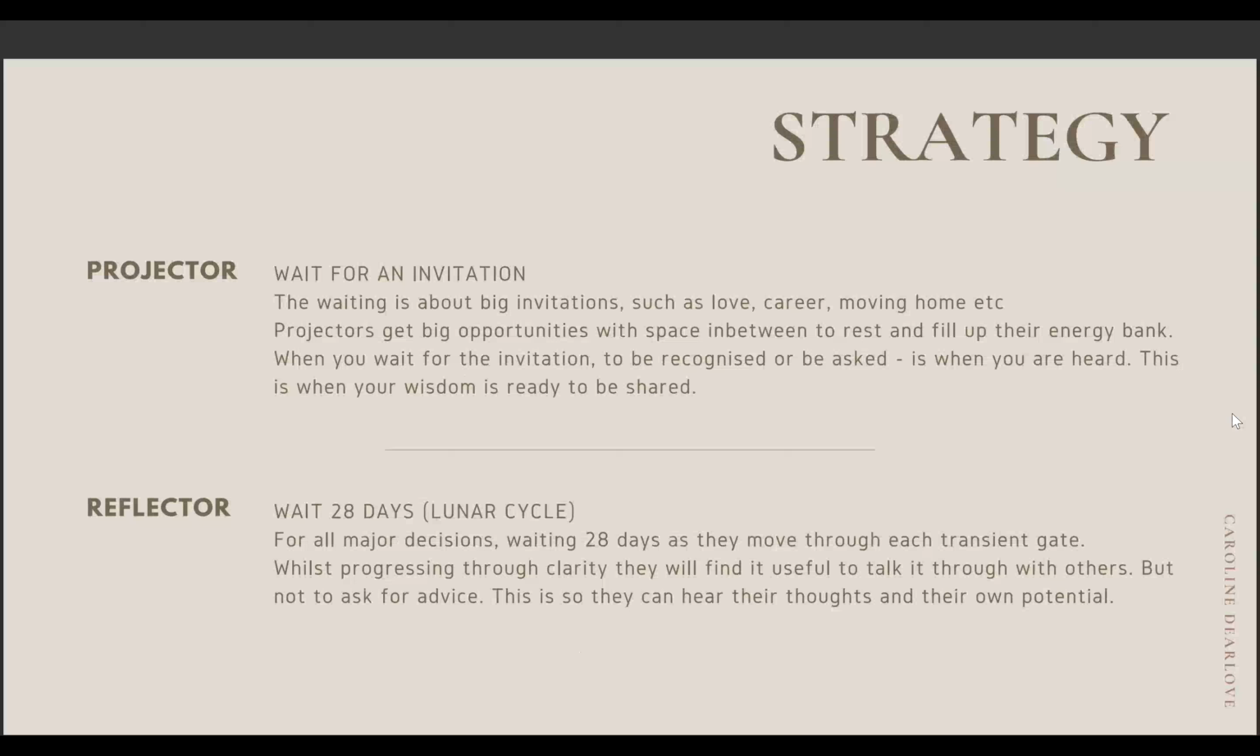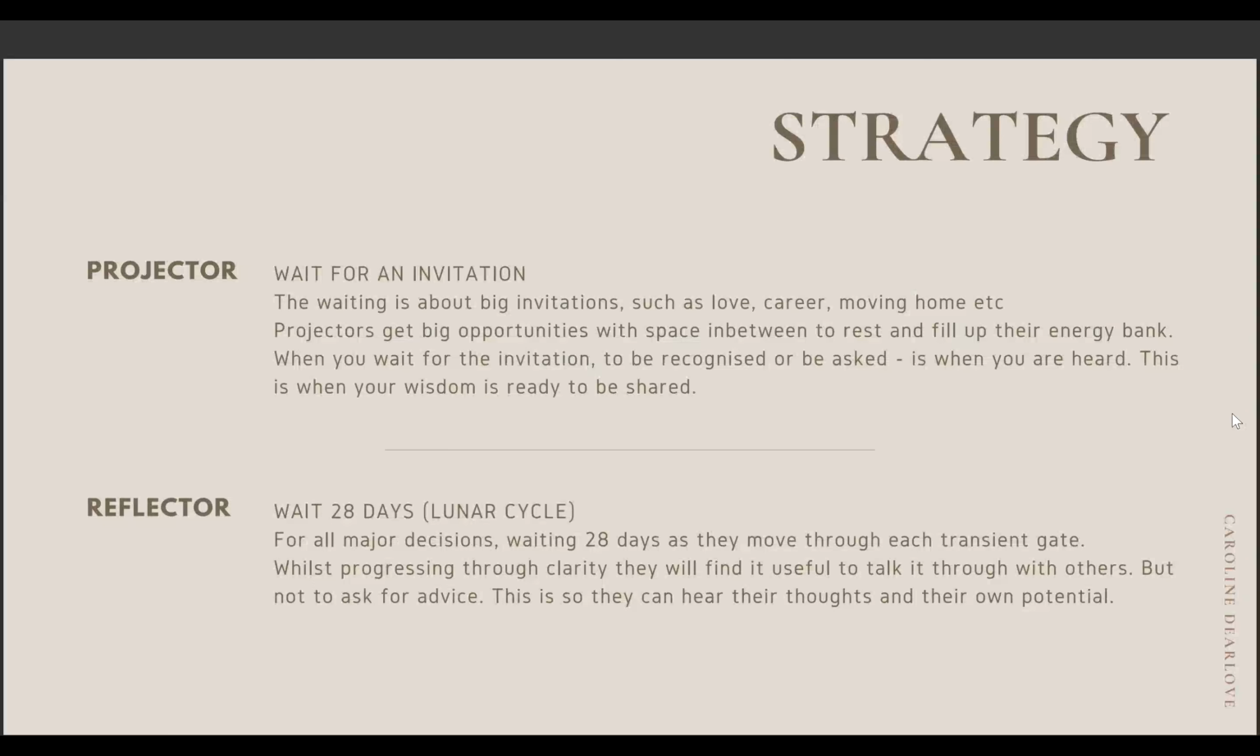So really allowing those spaces in between your invitations to rest, to play, and to be, because the invitations are coming, and trust that they are coming if you are playing within your beautiful energy that you are.